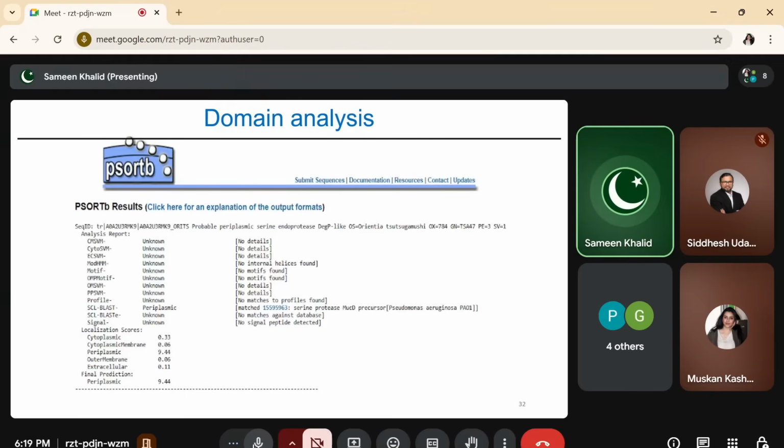To confirm our analysis further, we go for PSORTb analysis, which confirms the location where our protein, TSA47, is going to function. After performing PSORTb, we realize that it is in the periplasmic region.